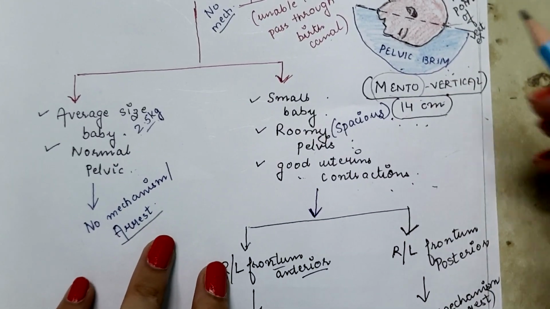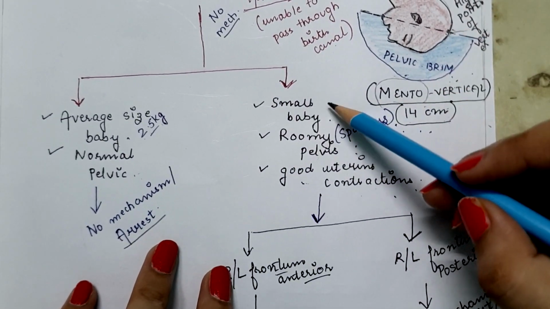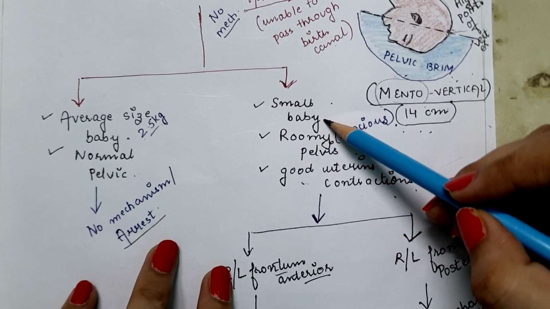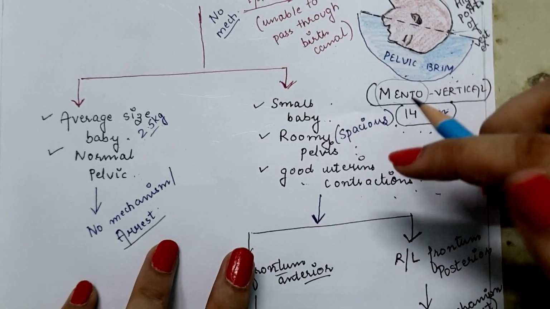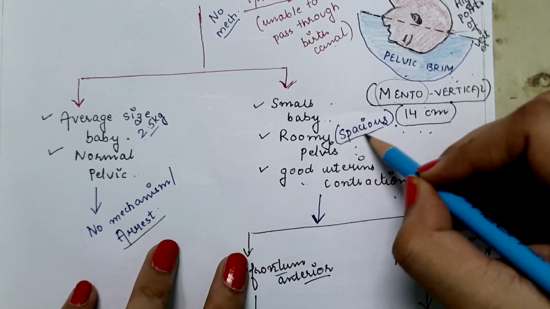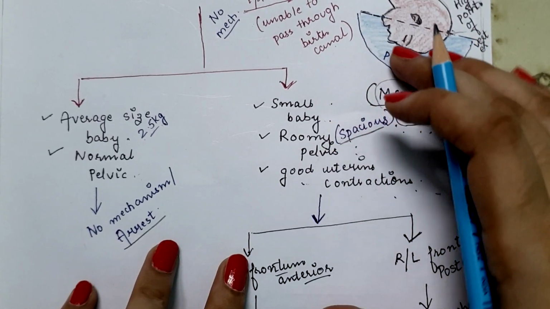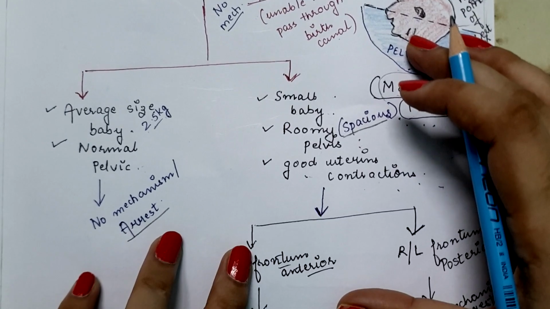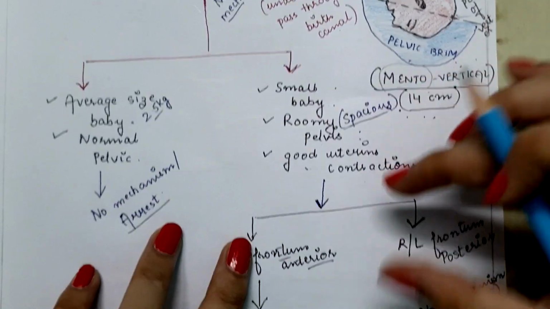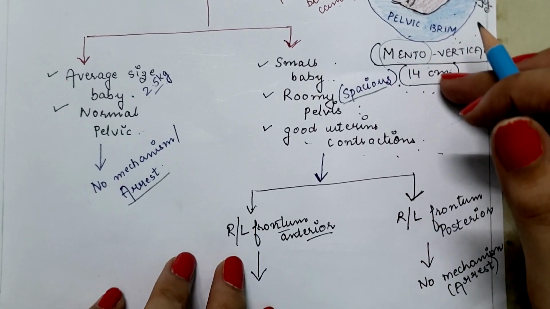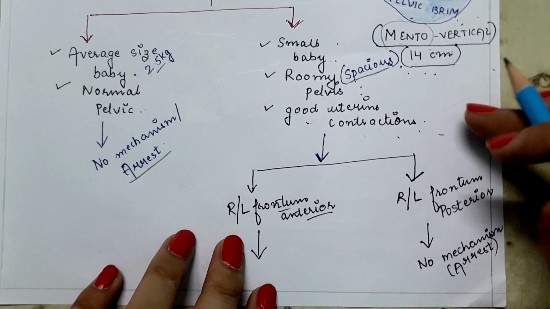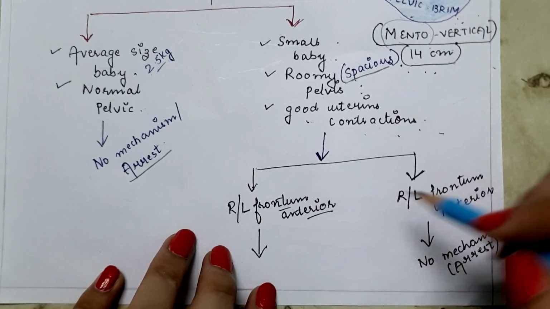But in the second possibility, if the baby is small, less than 2.5 kg, and the pelvis is roomy, that is spacious, more space is available inside the uterine cavity, and the size of the baby is small, plus there are good uterine contractions, then there are the chances of vaginal delivery. Again, there are two conditions that arise.